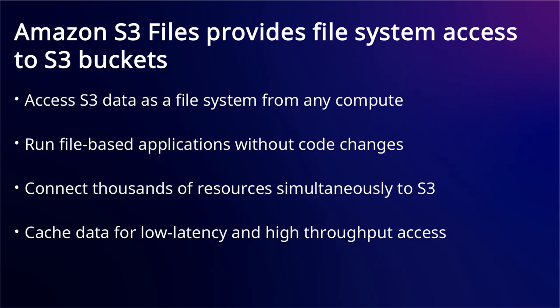Thousands of compute resources can connect to the same S3 file system simultaneously, enabling shared access across clusters. S3 Files caches data for low-latency access and provides up to multiple terabytes per second of aggregate read throughput. Your data remains accessible through both file system and S3 APIs at the same time, with no migration required for existing S3 buckets.